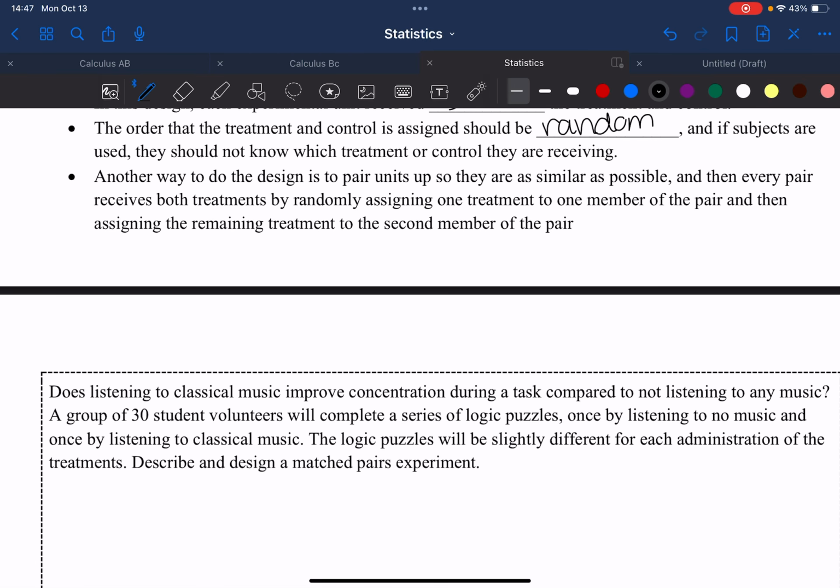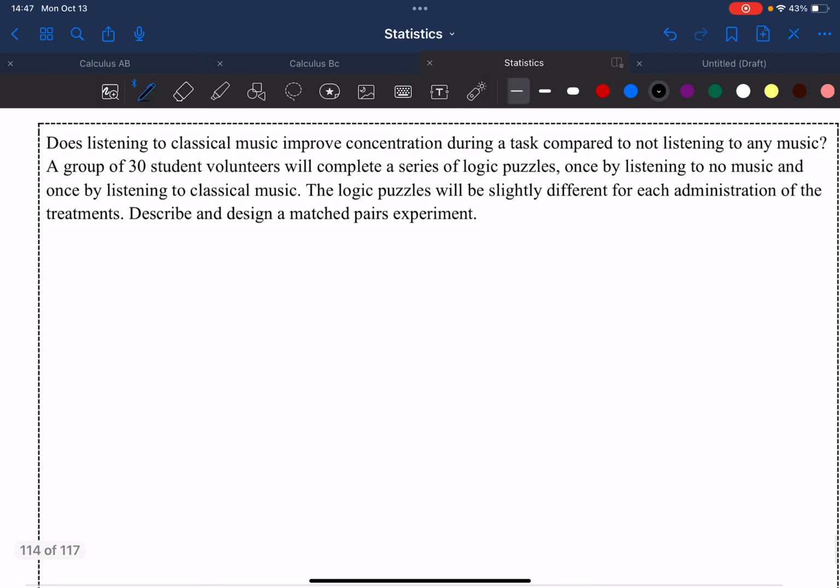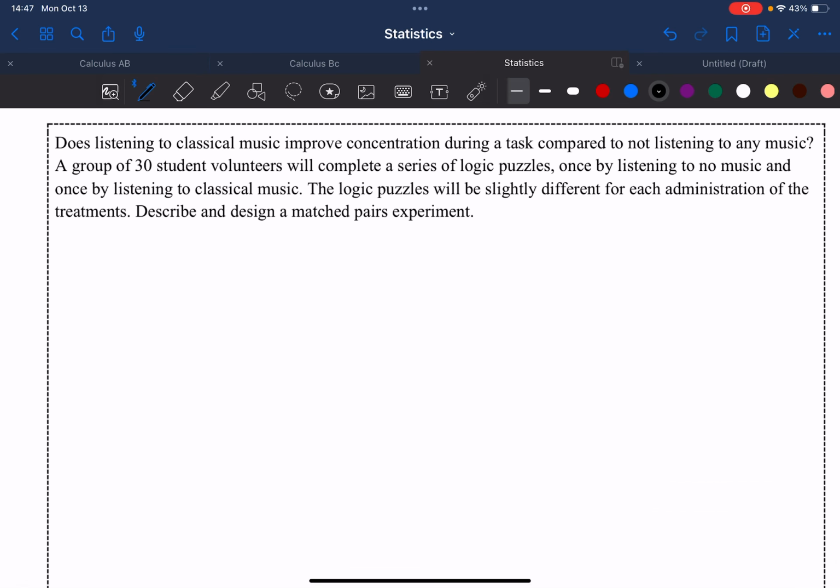Okay. It says, does listening to classical music improve concentration during a task compared to not listening to any music? A group of 30 students volunteer to complete a series of logic puzzles, once listening to no music and once listening to classical music. The logic puzzles will be slightly different for each administration of the treatments. Describe and design a matched pair experiment.